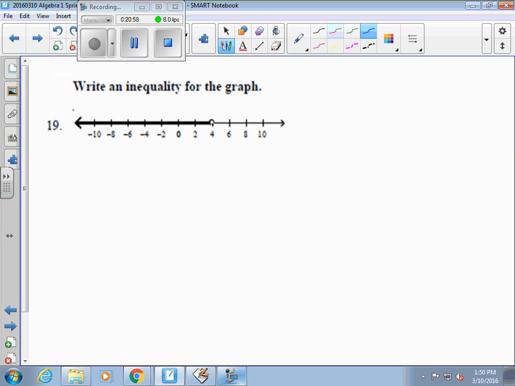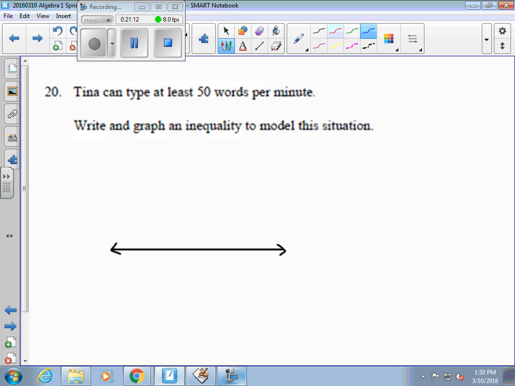Write an inequality for this graph. You can see clearly that it goes through at 4. So x and 4. It is an open bubble, so it's not going to be or equal to, but it does go this direction. So right there, x is less than 4.